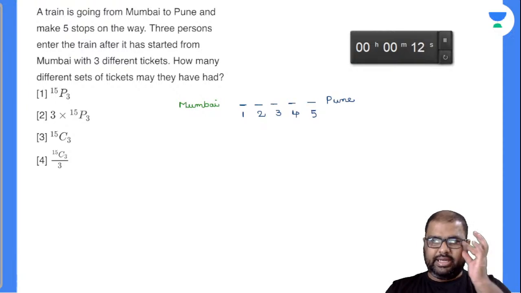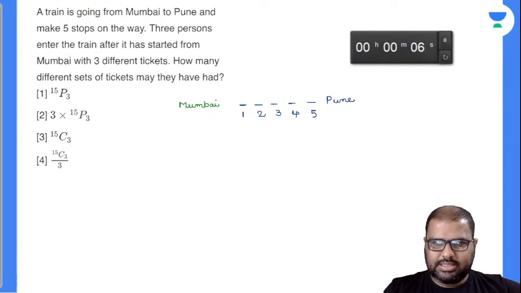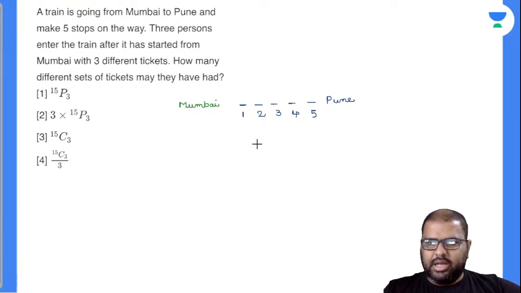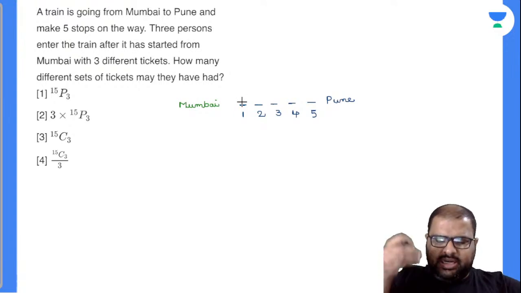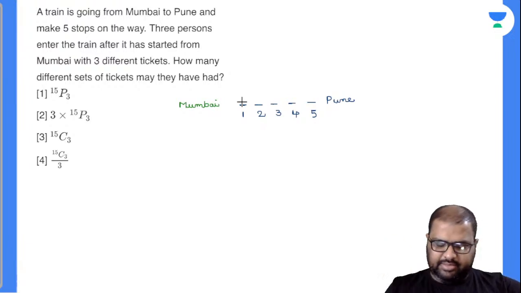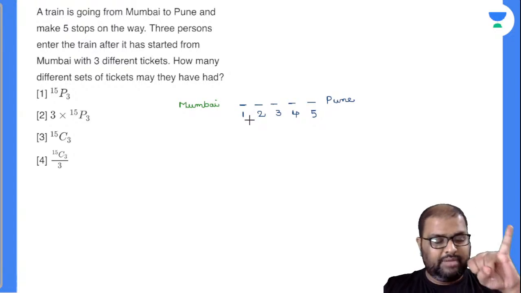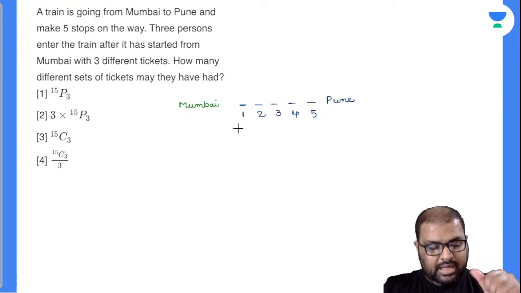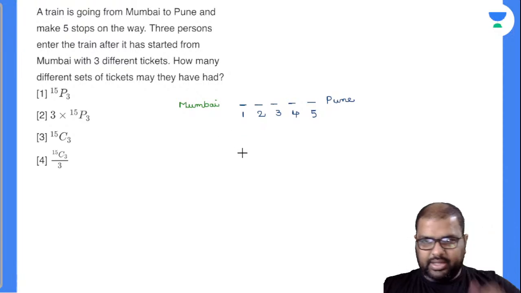How many different sets of tickets? Any idea to solve this? 3 different tickets. Let us suppose a person enters at station 1, let us suppose that Sumit entered at station 1. So he might drop at station 2, so he will be taking a ticket for station 2. He might drop at station 3, station 4, station 5, Pune. So how many chances for Sumit are there here? Either he might take a ticket for station 2, station 3, station 4, station 5 and Pune. So 5 tickets possible.